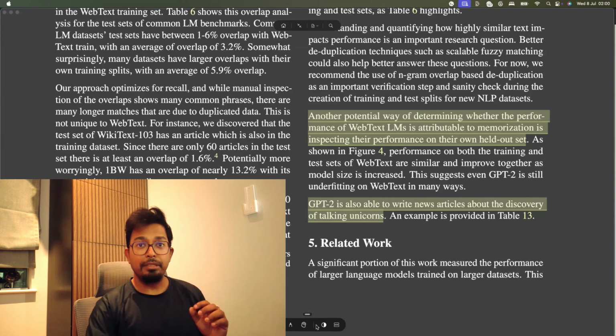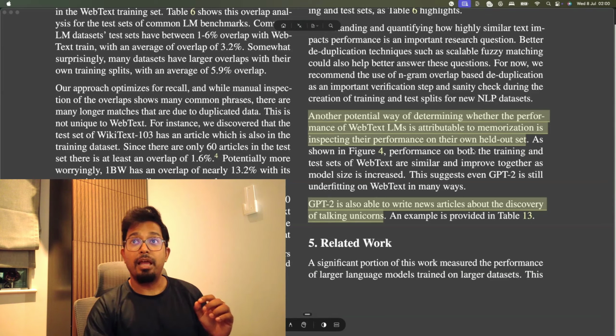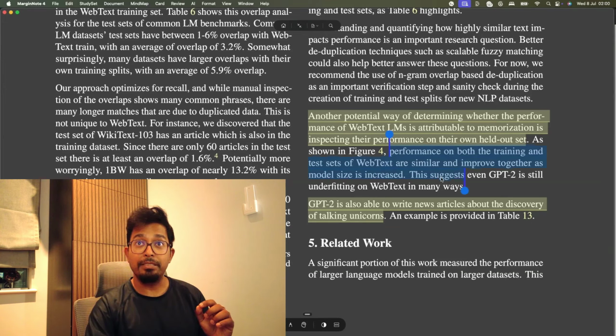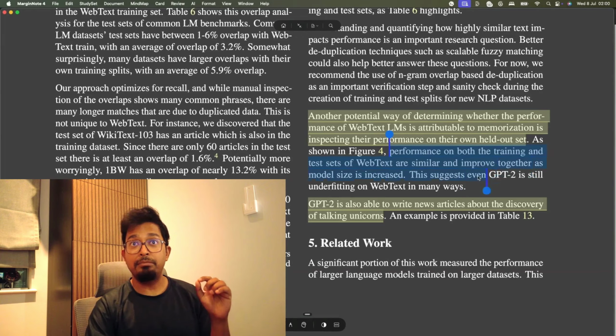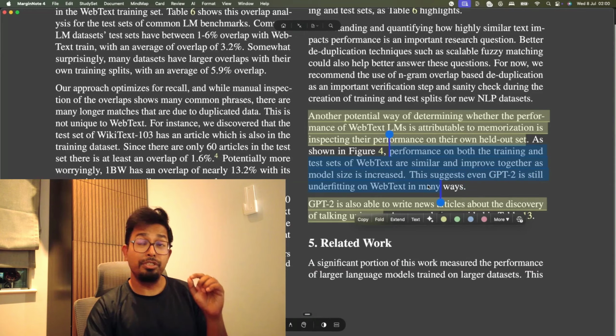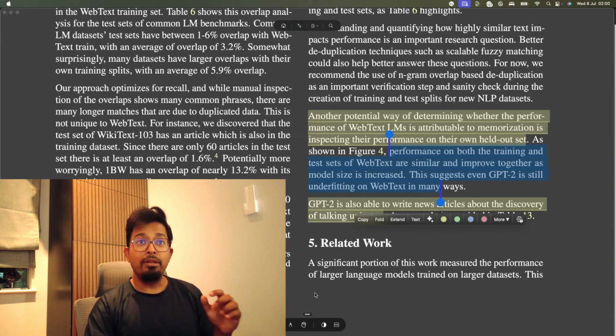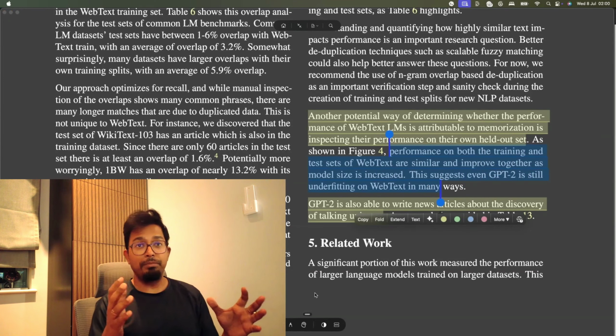Now, let's talk a bit about this statement, which is a fairly loaded statement. "As shown in Figure 4, performance on both training and test sets of WebText are similar and improve together as model size is increased. This suggests even GPT-2 is still underfitting on WebText in many, many ways." I'll not go into details about underfitting and what they mean.